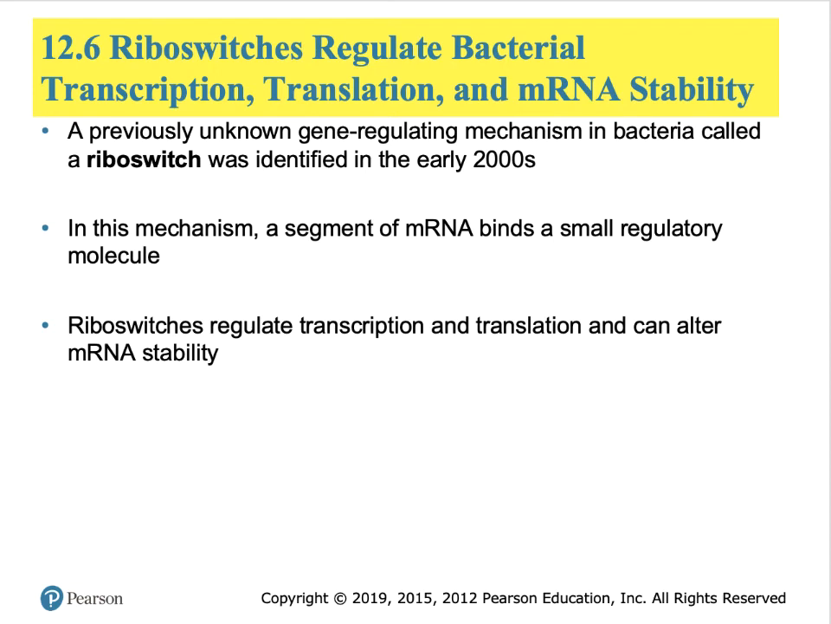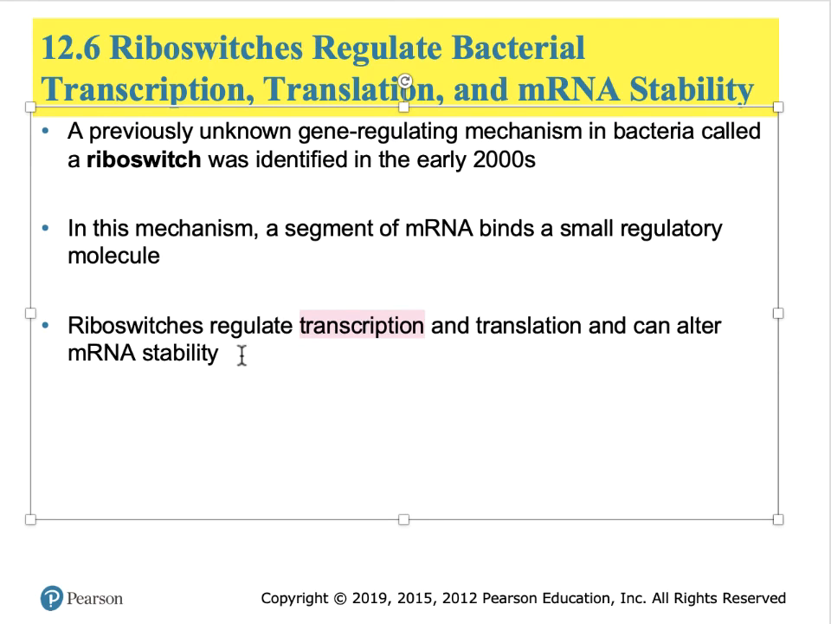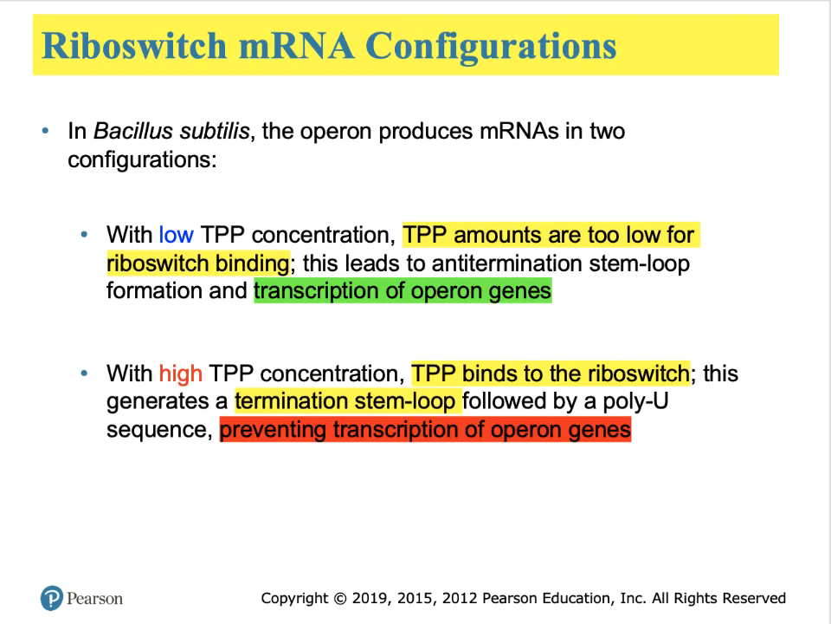So this system has been expanded upon since its discovery in the early 2000s. These riboswitches tend to be more prevalent than we ever thought. In some systems and situations, they regulate transcription. In other situations, they regulate translation. And they can also regulate messenger RNA stability. The next three examples illustrate how riboswitches function. There's a commonality to the method, and we'll talk about that at the end.